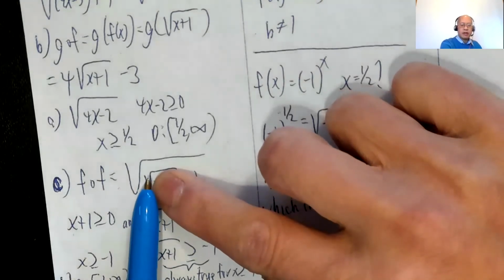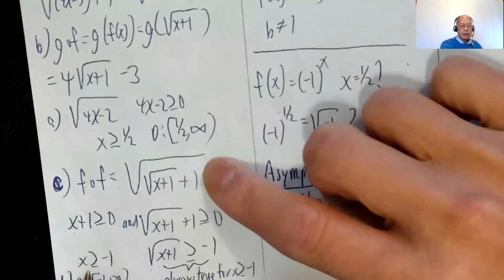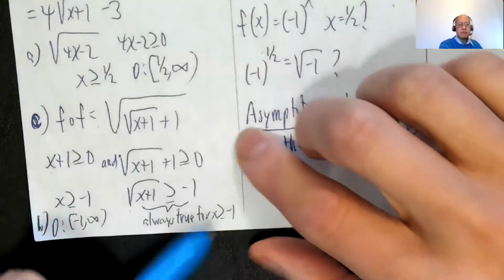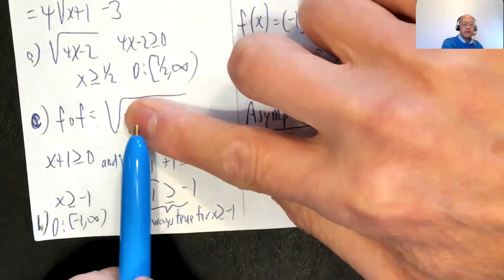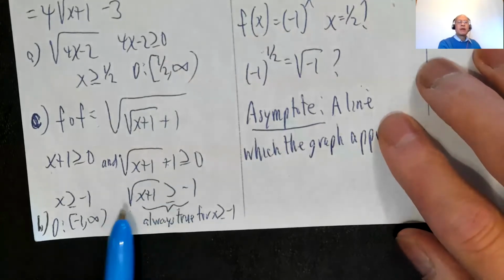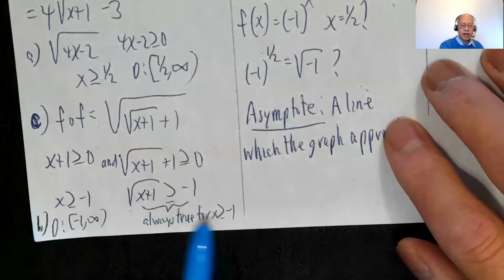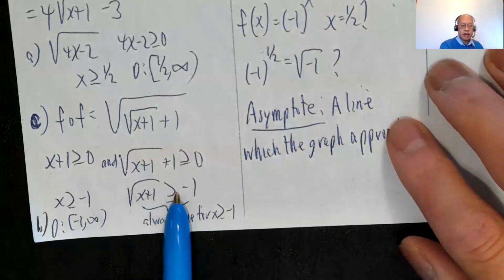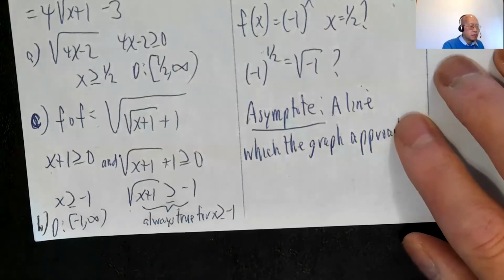First, this thing has to be greater than or equal to 0. X plus 1 has to be greater than or equal to 0. That means x is greater than or equal to -1. This thing, radical x plus 1 plus 1, also has to be greater than or equal to 0, but that's always going to be true wherever this is defined, namely when x is greater than or equal to -1. So the domain is bracket -1 to infinity.